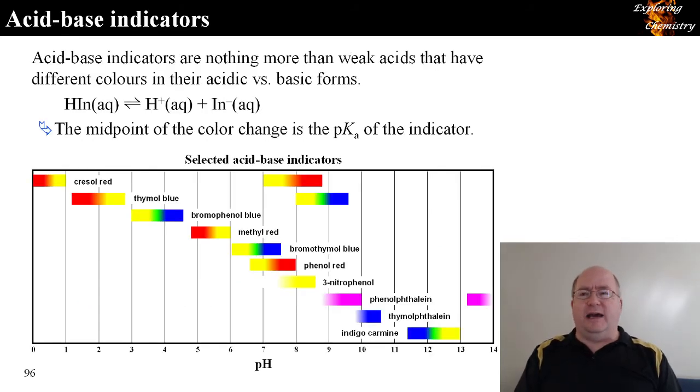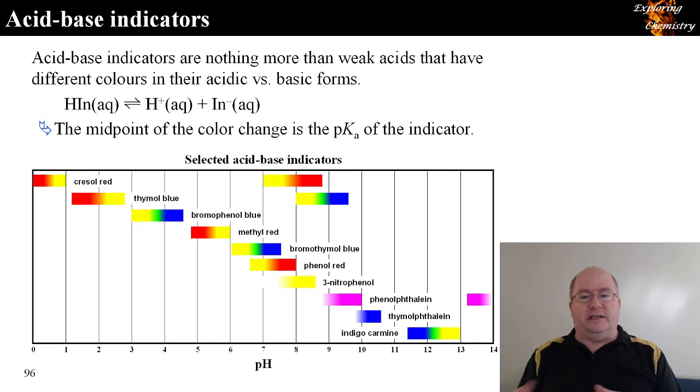In your notes, you had another example, but I think that example is actually in the problem set, so I'm not going to go through it here. I do want to jump to now look at acid-base indicators, and this is going to lead us into titrations. So acid-base indicators are nothing more than weak acids that happen to have different colors in their acidic versus basic forms. So I've given them the symbol HIn or HInd.